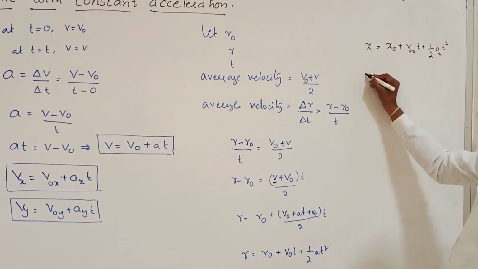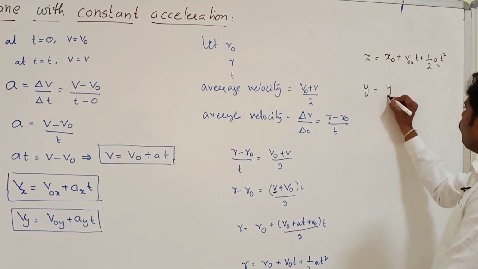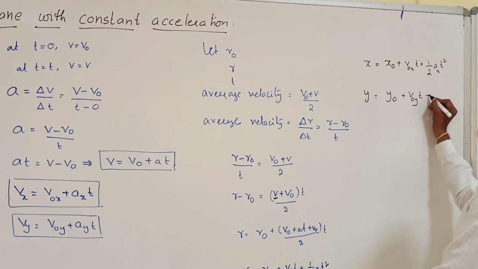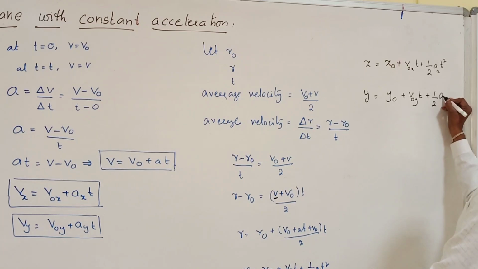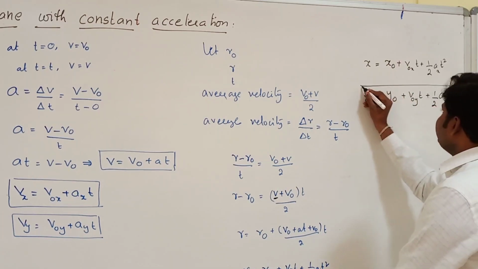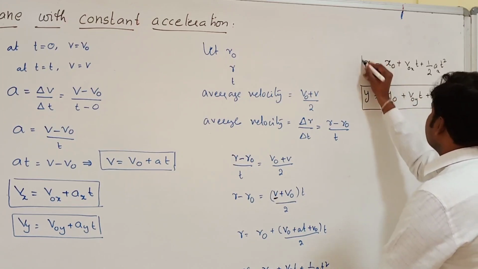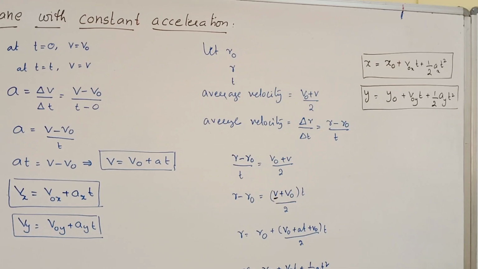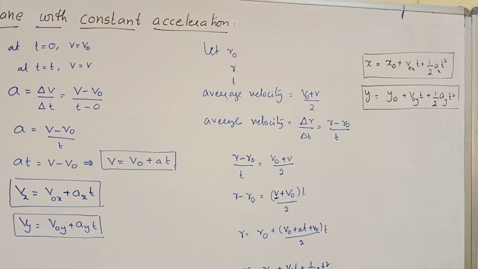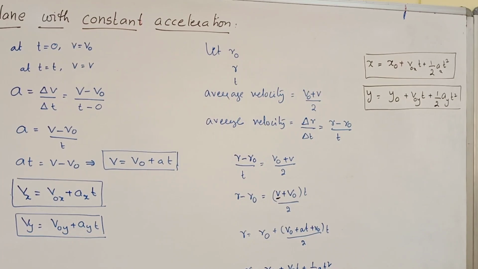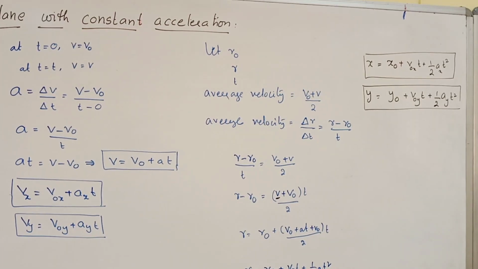Now y is equal to y naught plus v naught y t plus half a y t square. These are the displacements along the x direction and y direction. So here the x component of velocity is there, the y component of velocity is there, and the x component of displacement or distance is there, the y component of displacement or distance is there. Now combinedly we can find out.